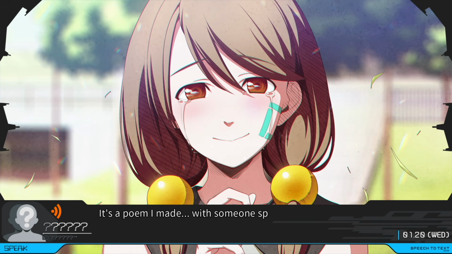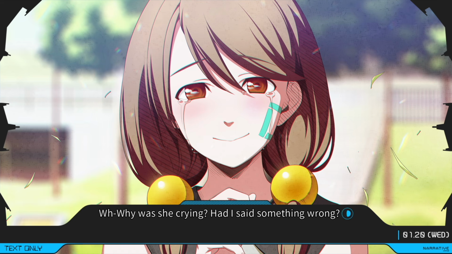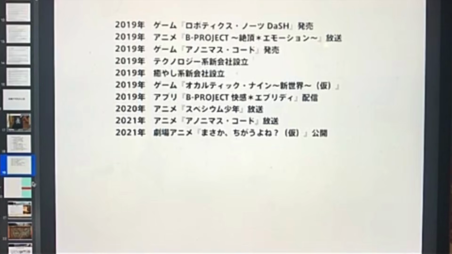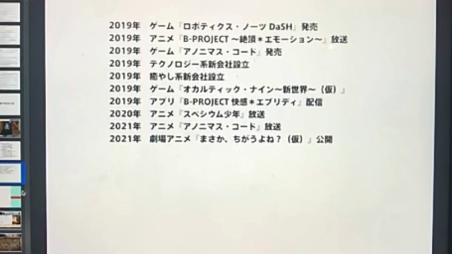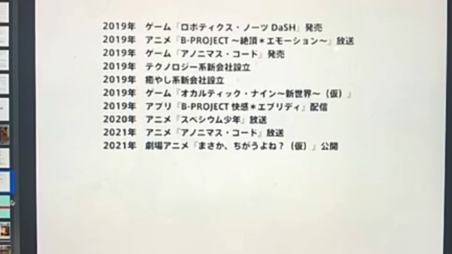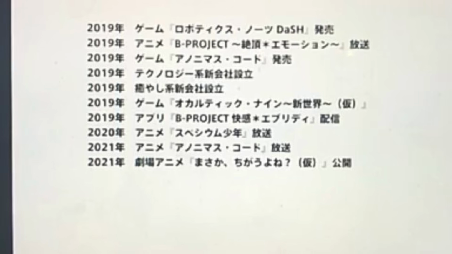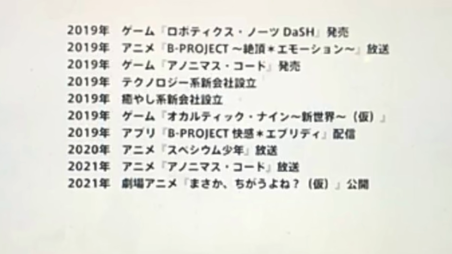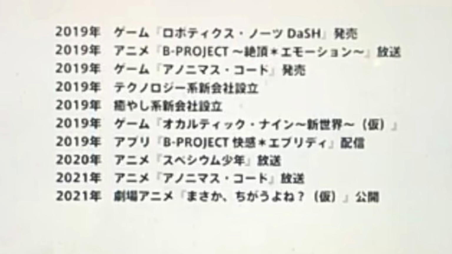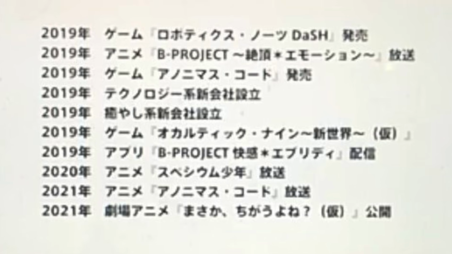So evidently, many of the final developments seen in the retail version of Anonymous Code had been planned ideas even in much earlier versions of the game scenario. On a Twitcasting livestream towards the end of 2018, Chiyomaru Shikura would then unveil his development schedule for the future, with Anonymous Code having been listed for a 2019 release alongside Robotics;Notes DaSH and Occultic;Nine New World. Meanwhile, an Anonymous Code anime was scheduled to release 2 years later in 2021. As we know, aside from Robotics;Notes DaSH, none of those things ended up happening.